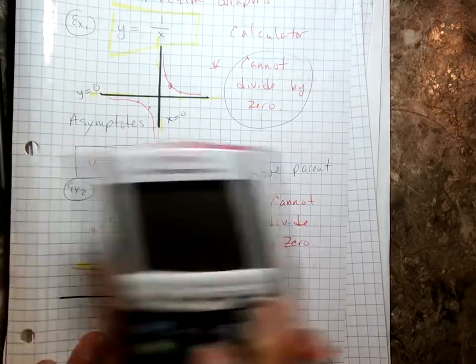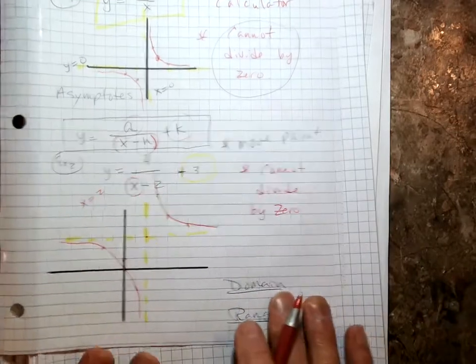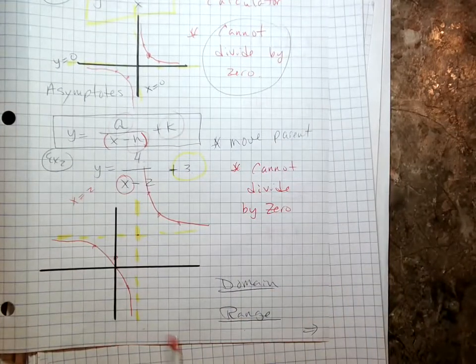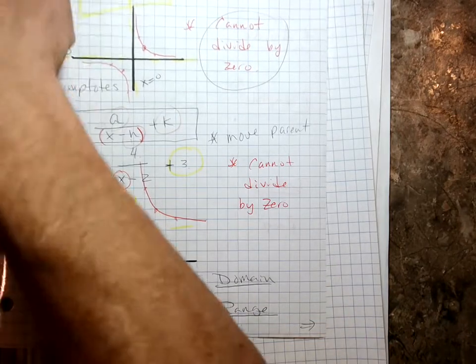Okay, now that actually should look like what I have on my calculator, but it's much nicer. We can do it by hand, okay? So, what do we know? We cannot divide by 0. So let's talk about domain. Domain is the x values, right?